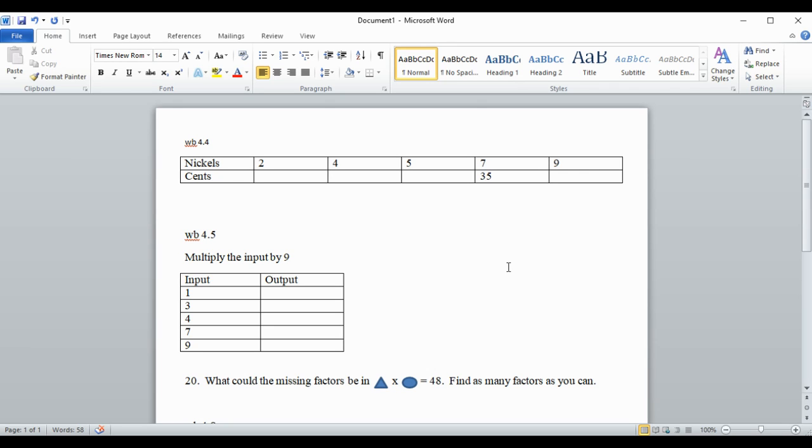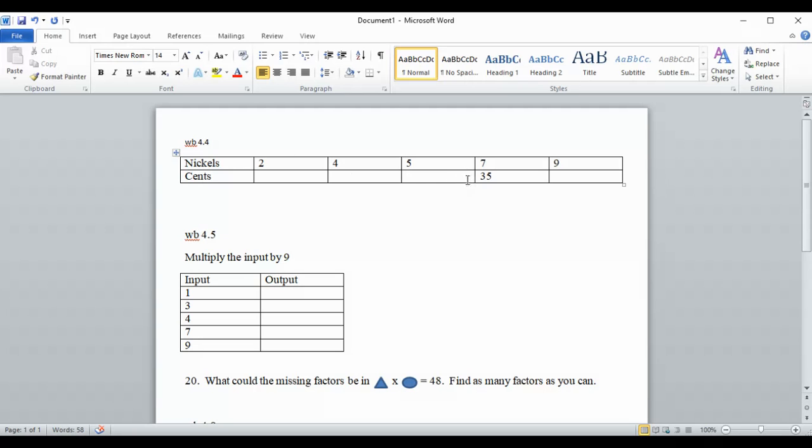This video is going to explain portions of your workbook pages for this week. On workbook page 4.4, you're going to have some input-output charts. And what you're going to do with that is tell, if you have this many nickels, how many cents you have. So what you have to remember is how much a nickel is worth. And I hope you said to yourself, I know a nickel is worth 5 cents.